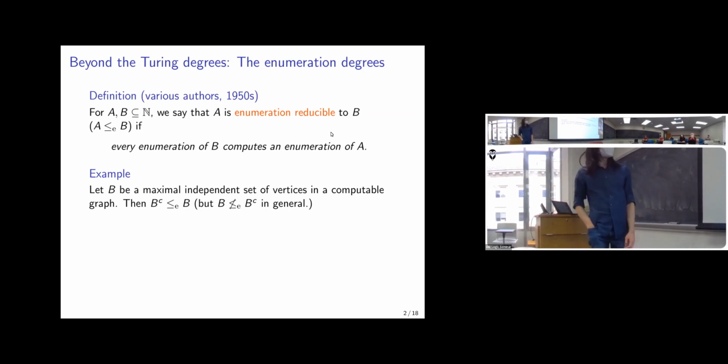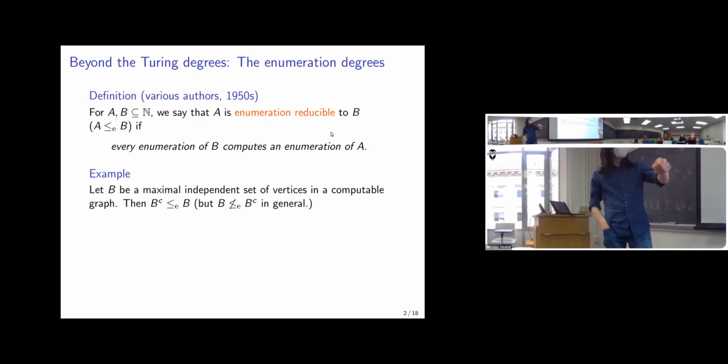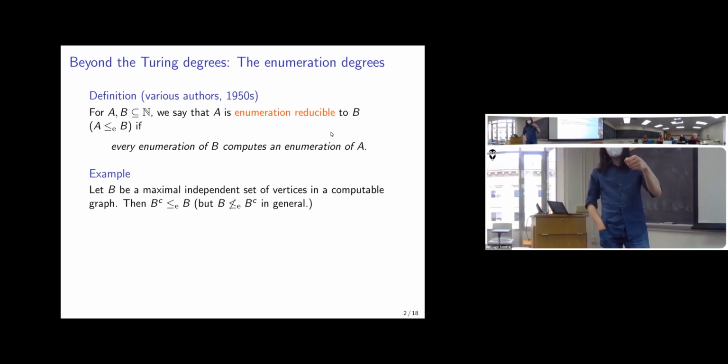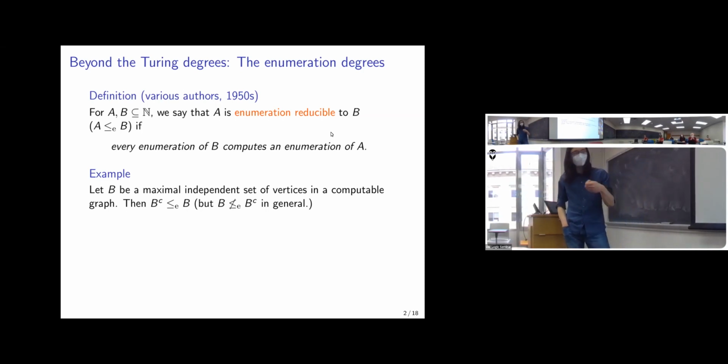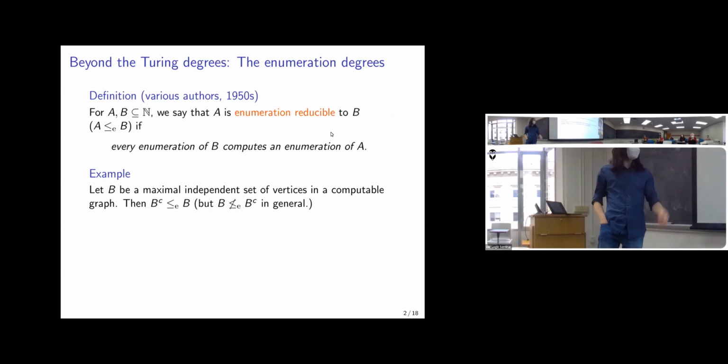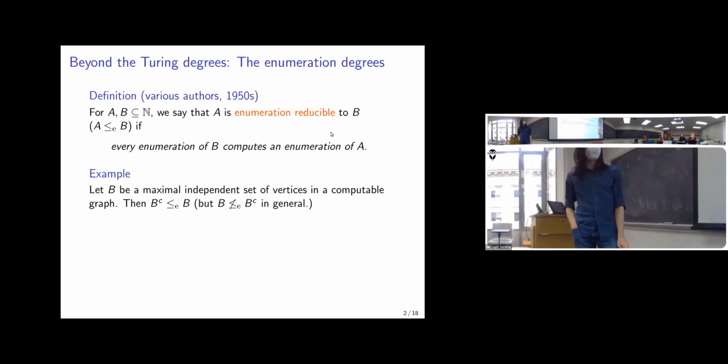How do we do that? Let's say we're given some enumeration of B. Whenever we see something go into B, we know that all of its neighbors must go into B complement because of independence. This gives a reduction, but what is its output? The output is actually the whole of B complement because of maximality. If something wasn't produced by this procedure, then we could have added it into B in the first place. So B complement is enumeration reducible to B, as I just described. But in general, the reverse reduction does not hold. I'm not proving this, but that's a fact.